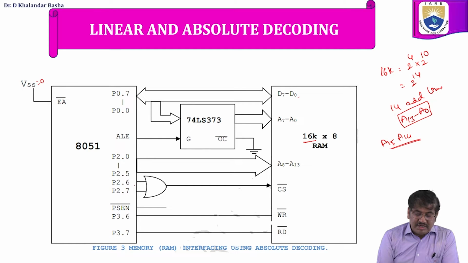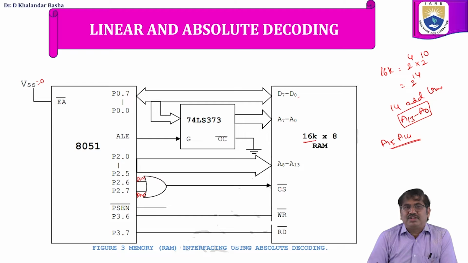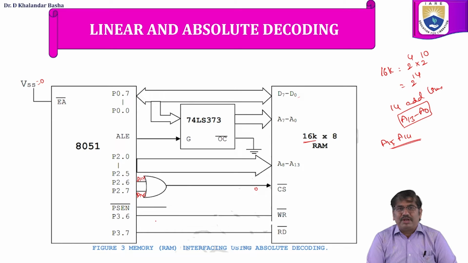However, A14 and A15 are used for generating the chip select. Some logic can be applied for selecting the chip select, so that whenever these bits are programmed as some logical operation, the output is 0, and the chip select, which is an active low signal, will be enabled. Apart from that, P3.6 and P3.7 are for write and read signals respectively. Here PSEN bar is not used as it is not a program memory.